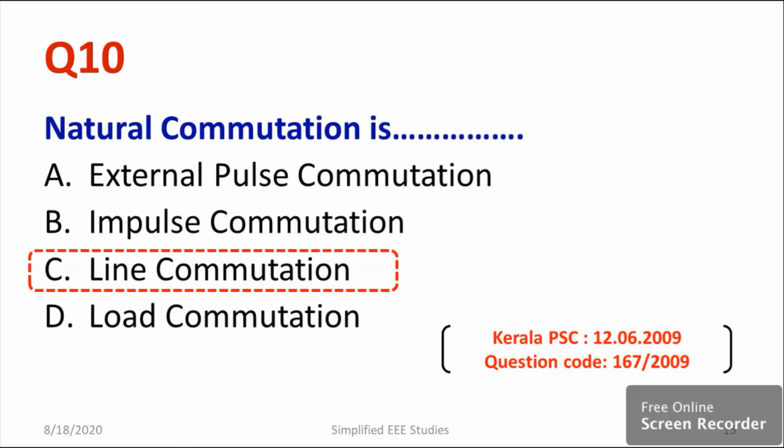Actually, to turn on the thyristor, the anode to cathode voltage should be positive. Then you have to provide a sufficient amount of gating current. When I want to turn off, the value of anode current should be less than the latching current. Furthermore, the polarity of the voltage VAK, the anode to cathode voltage, has to be reversed. Then only the SCR will be off. If the process takes place naturally without any external element, then it is known as natural commutation.